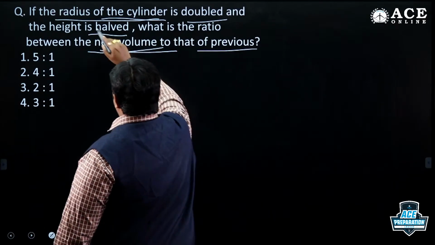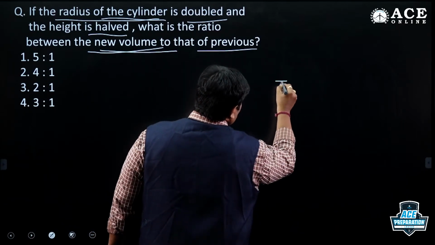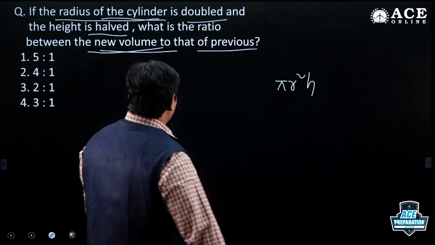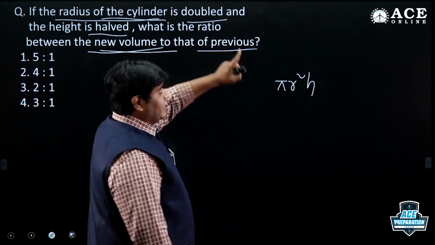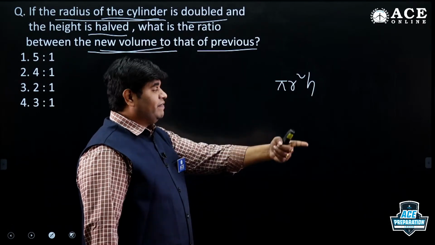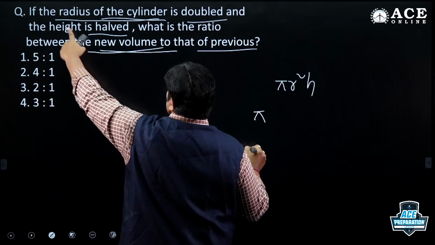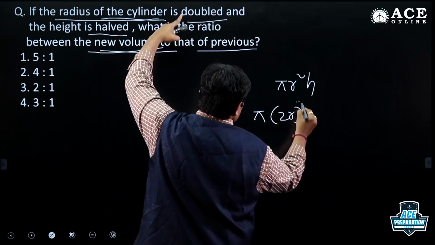So the radius of the cylinder is doubled. The volume of a cylinder is pi r square h. What is the ratio between the new volume and the previous volume? So pi, the radius is double, so 2 into r square.